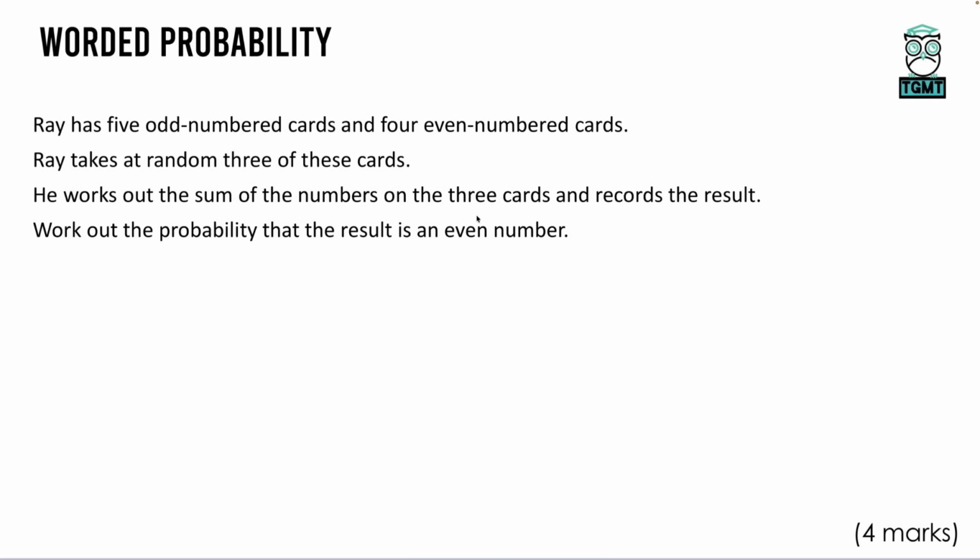For these worded probability questions, it's not always the best idea to draw a probability tree. So we'll have a think about how we could do this without a probability tree. But it says Ray has 5 odd numbered cards and 4 even numbered cards. Ray takes at random 3 of these cards and he works out the sum of the numbers on the 3 cards and records the result. Work out the probability that the result is an even number.